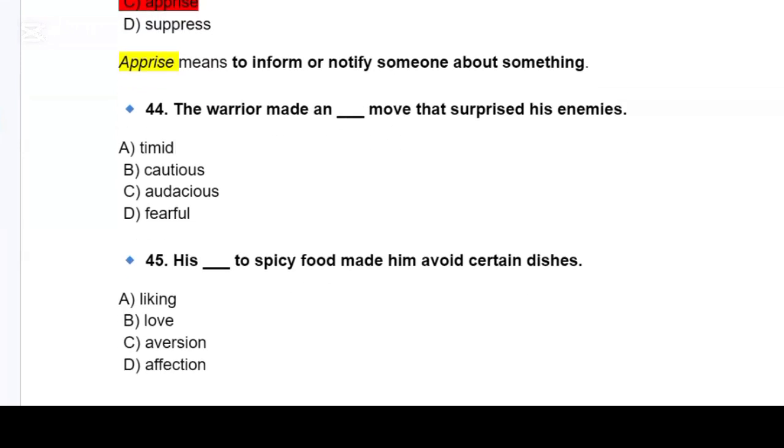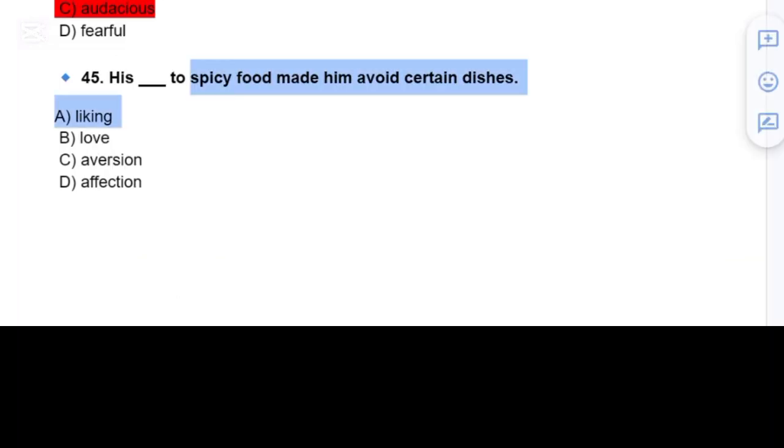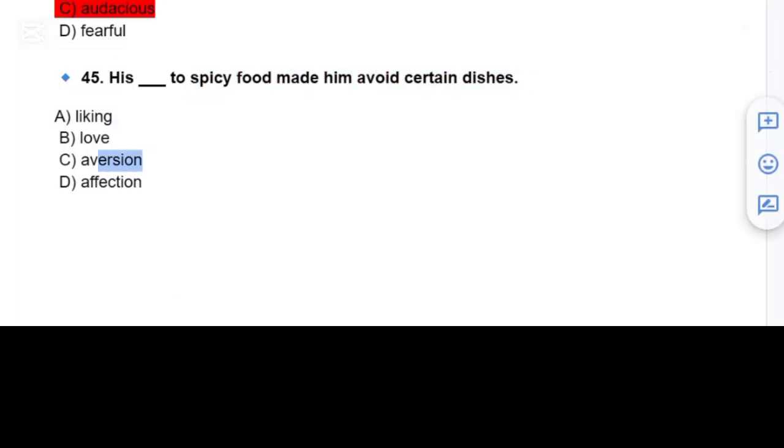The warrior made a dash move that surprised his enemies. The warrior made a timid move, cautious move, audacious move, or fearful. So audacious here is correct because his move surprised his enemy. The spicy food made him avoid certain dishes. So his aversion, because he was hating spicy food.